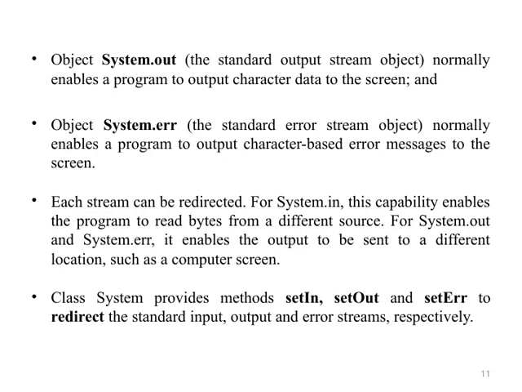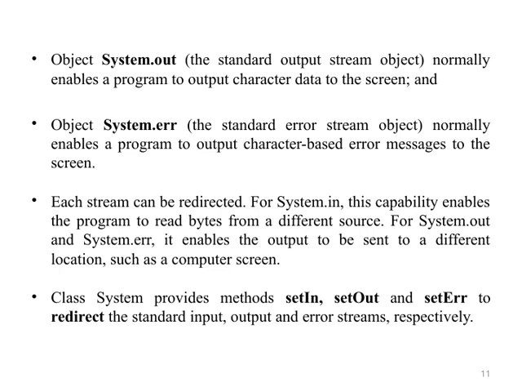Let's take a closer look at the object System.out, which is the standard output stream object. This is what we typically use to display character data on the screen. Think of it as your program's way of printing messages or results for the user to see. Similarly, we have System.err, which is the standard error stream object. Its primary role is to output error messages, also to the screen, but specifically for errors or warnings. This separation helps us distinguish between normal output and error messages, making debugging easier. Now, an important point is that each of these streams, System.in, System.out, and System.err, can be redirected.